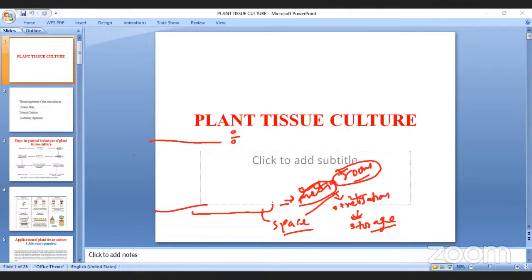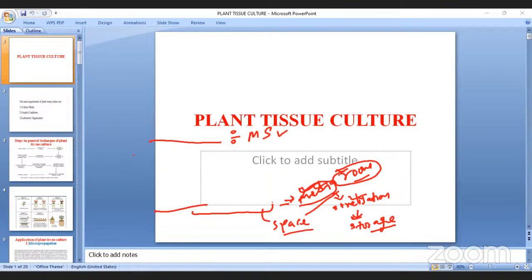The most utilized are MS medium, Murashige and Skoog medium, or LS medium, Linsmaier and Skoog medium, B5 Gamborg medium, and White's medium. But mostly we utilize MS, Murashige and Skoog medium.